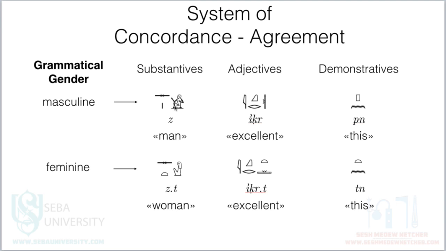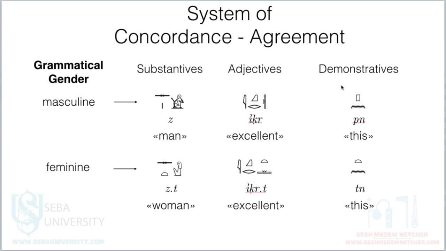It has to agree with the substantive that it's modifying in gender and number. Now, we're only discussing gender, but it has to agree in both gender and number. So this is a masculine word, and this is a masculine adjective. The excellent man.